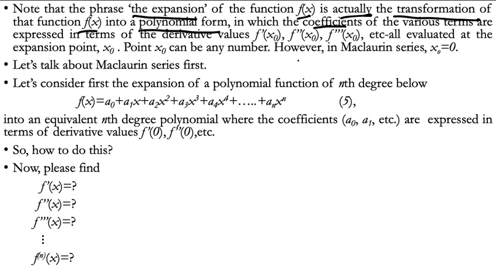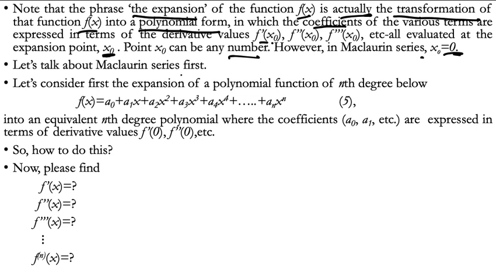So we have the coefficients or parameters. All of these are expressed in the derivative values, let's say f prime x naught, f double prime x naught, f triple prime x naught, etc. And all of these are evaluated at the expansion point, let's say point x naught. Point x naught can be any number, positive, negative, whatever. But if you make it zero, then it's called the Maclaurin series.